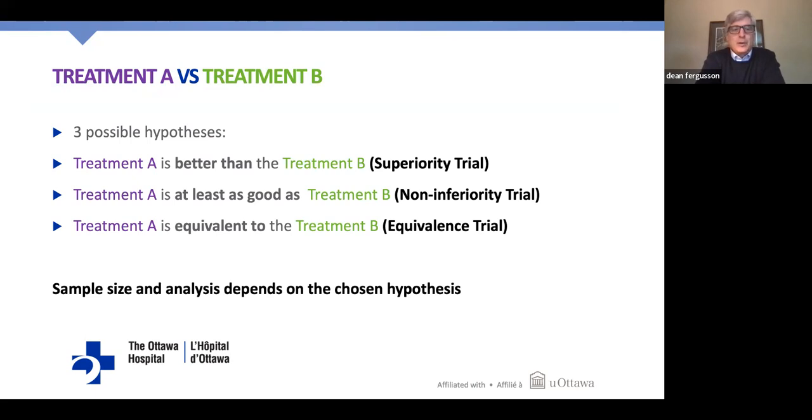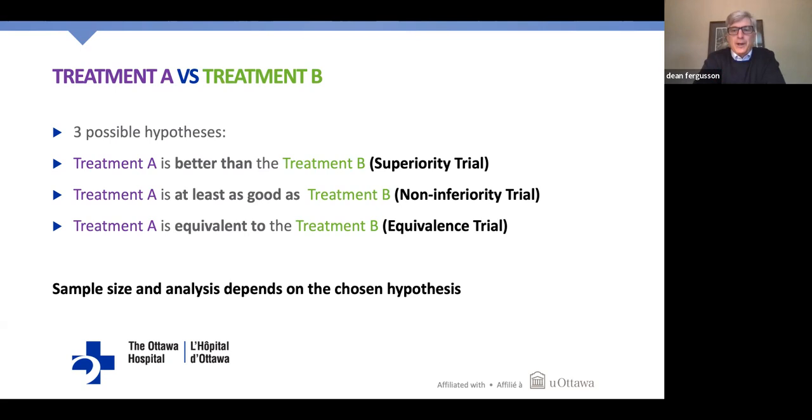In the first case, where treatment A is better than treatment B, we would call this a superiority trial, where we're trying to prove that A is better than B. The second, as good as or better, we consider a non-inferiority trial. I have the reasons on the next slide. The third is when we want to show A and B are essentially equivalent, or exactly the same, or within a very, very small margin. That's an equivalence trial.